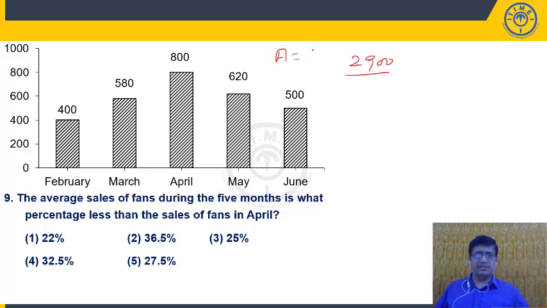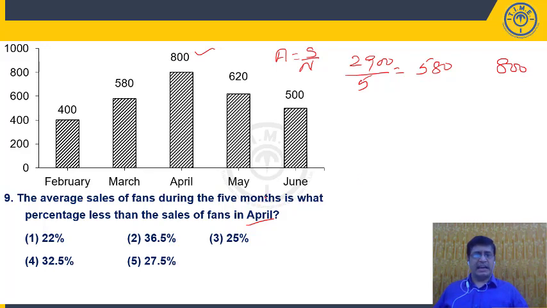Average means sum of the observations by number of observations. So number of observations here is 5. So what is the result? Now it goes exactly how many times? 580 times. Okay, now what is the next question here? April value. What is the April value? The April value is equal to 800.